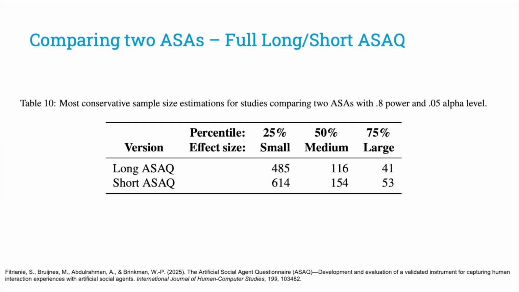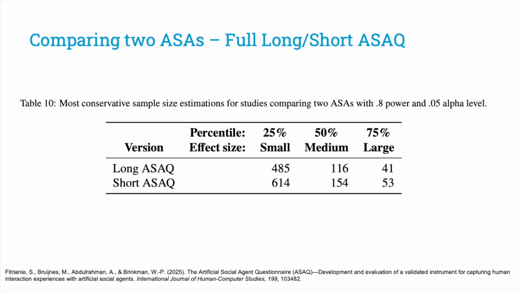Okay, that's one way. Now let's also look at some results. So if you say, look, I'm not interested in one of those dimensions or constructs, but I want to use the whole long version of the ASAQ, then of course you have to pick the construct that has the largest sample size, which therefore determines how many participants you have to include. Now here you see it for the long one, so if you take the whole questionnaire and you want a medium-sized effect, you need 116 participants in your study.